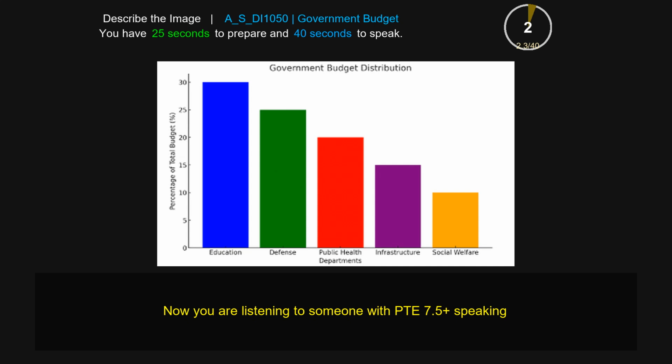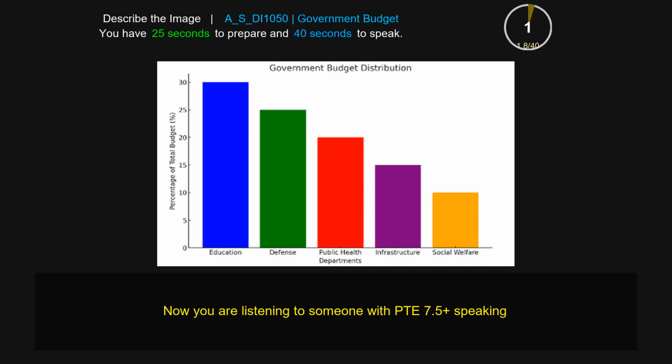The given graph gives information about government budget distribution. According to the image, it is clearly visible that the highest value is education, which is around 30%, and the lowest value is social welfare, which is around 10%. Overall, the image includes elements such as education to social welfare. The image includes data like 0 to 30%. To conclude, the graph is very informative and significant. It also provides detailed information about government budget distribution.